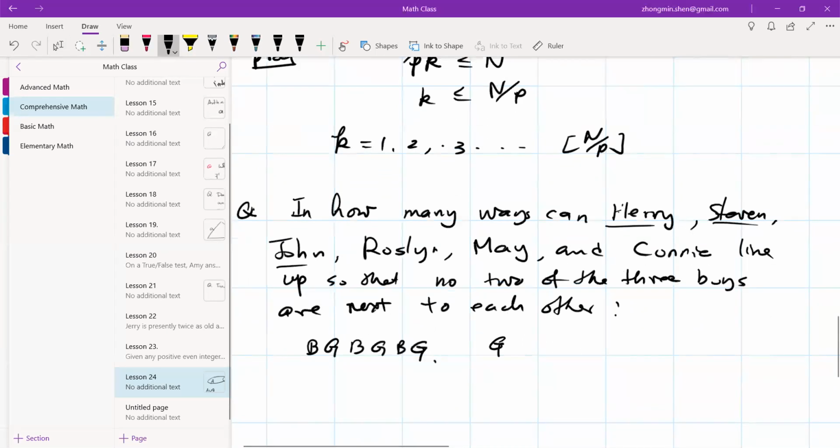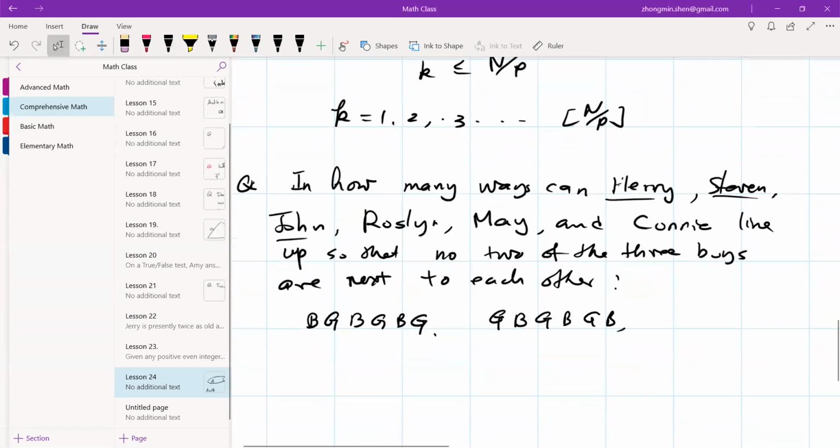Okay, and then begin with a girl also: girl, boy, girl, boy, girl, boy. So those are typical. But it's possible two girls can be next to each other, right? If two girls are next to each other, then it can be boy, girl, boy, and girl, girl, boy. So those two girls can be moved to the front.